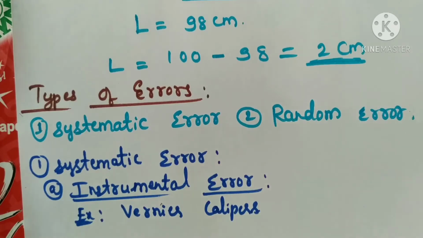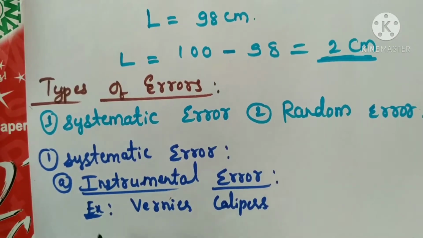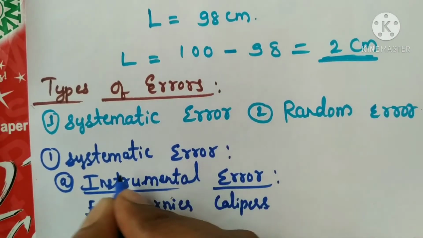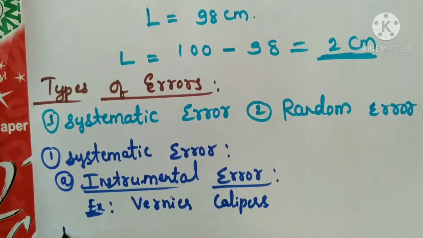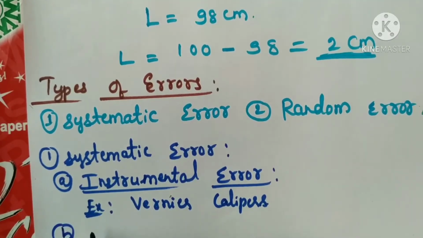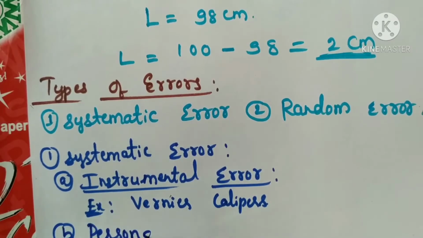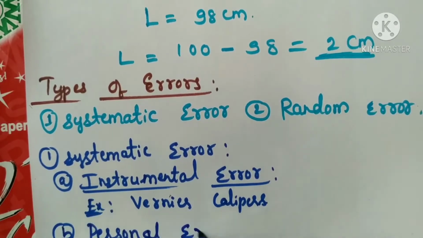So the error has been caused because of the instruments. That is instrumental error. This is the first type of systematic error. And the second type of systematic error is personal error.